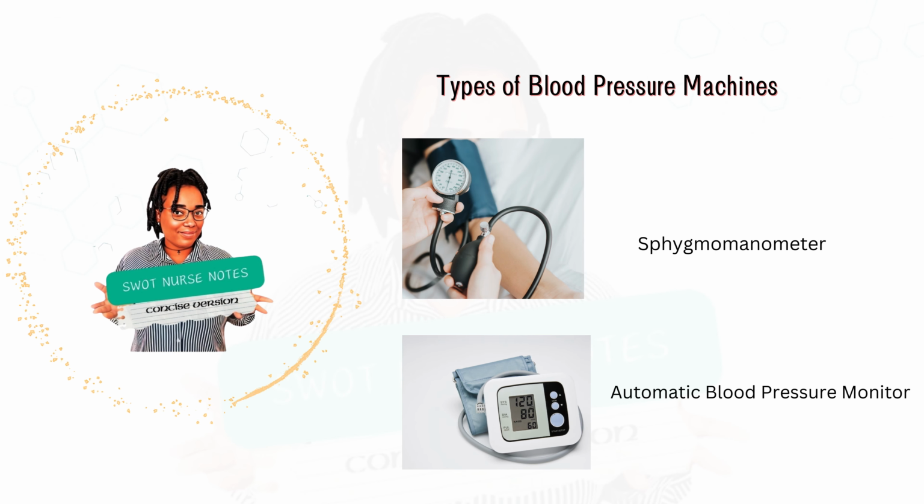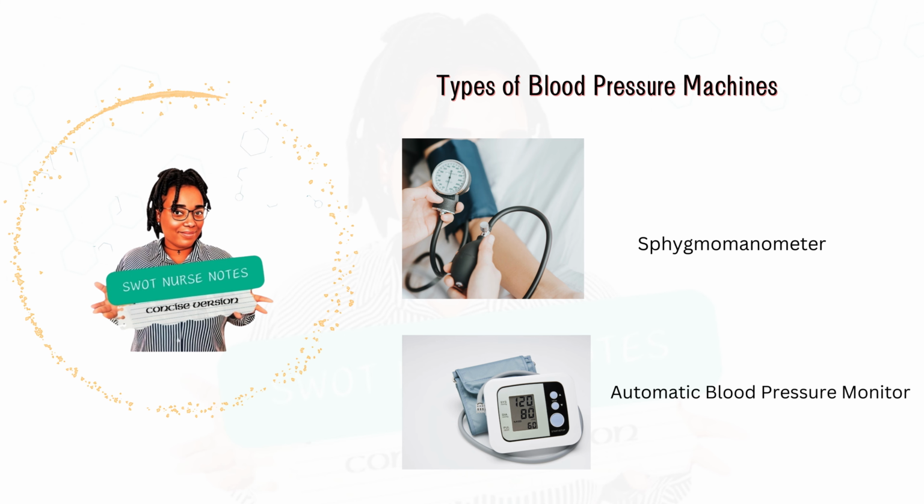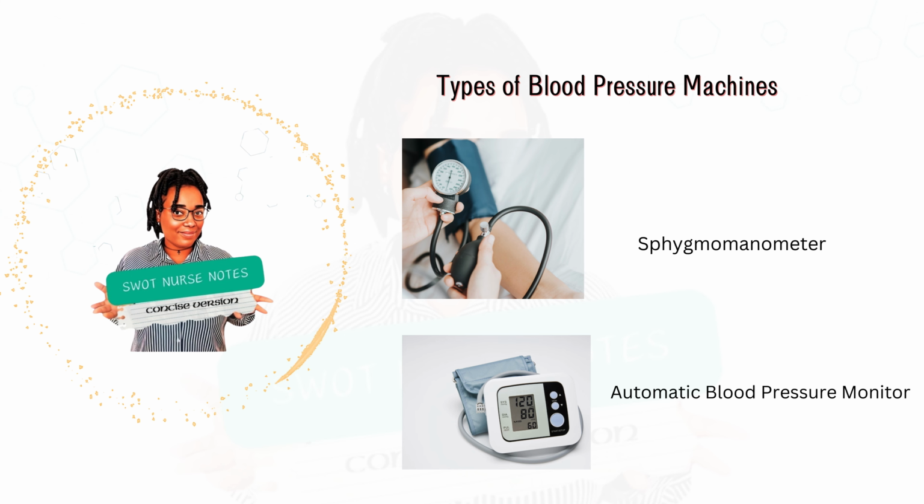Types of blood pressure machines? Do you remember their names? You have the automatic blood pressure machine and the manual blood pressure machine known as the sphygmomanometer.